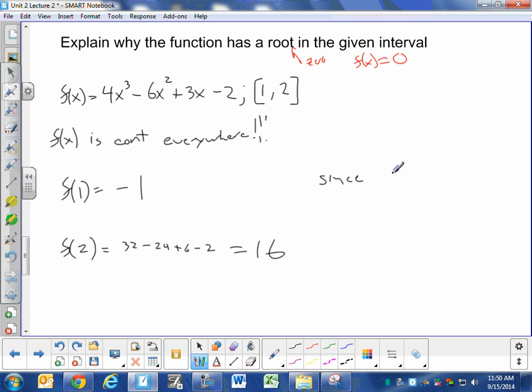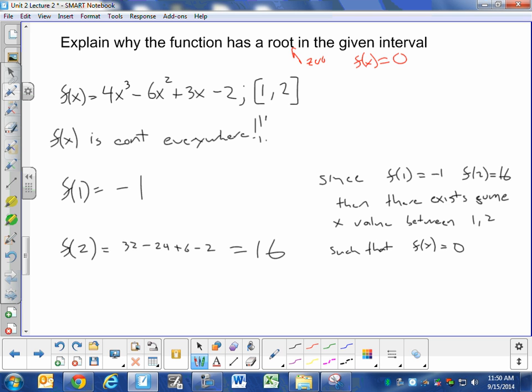Since f of 1 is -1 and f of 2 is 16, then there exists some x value between 1 and 2 such that f of x is equal to 0. And you have to include, and the function is continuous. So since f of x is continuous, we have a value less than 0, we have a value greater than 0, we can say that somewhere between this (1, -1) and this (2, 16), I don't care where, I just know somewhere. It might be more than one place, it might be 2 locations, it might be 3, but I know it has to cross at least once.